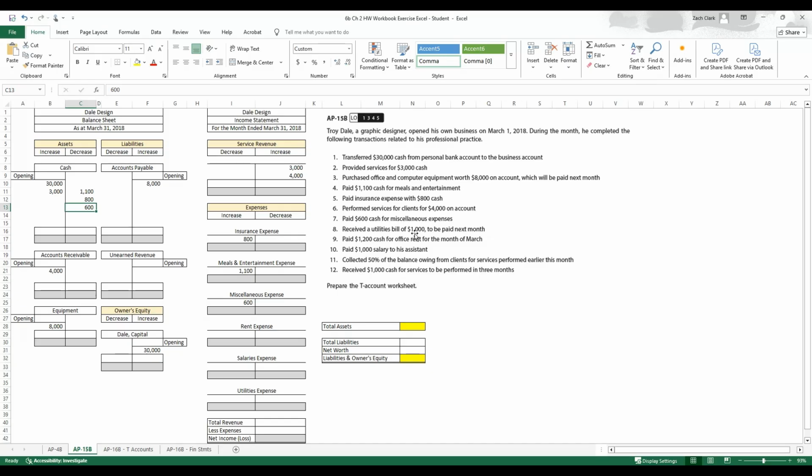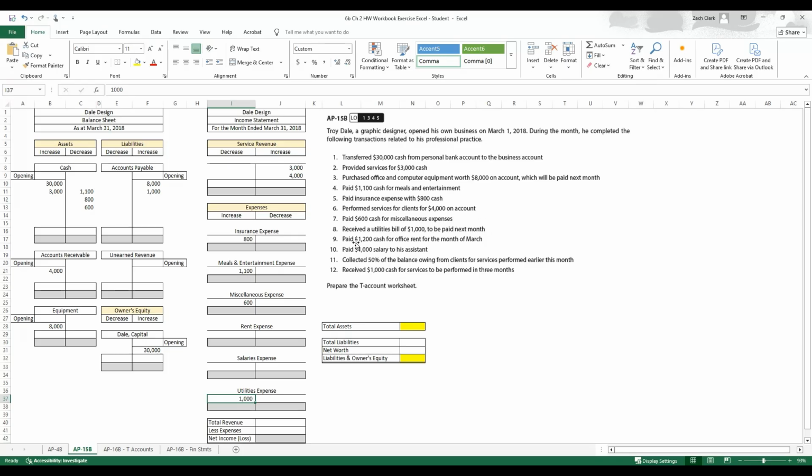Number 8, we received a utility bill of $1,000 to be paid next month. So again, we want to record our expense now. Even though we didn't pay cash, that doesn't matter. We're going to increase expenses for utilities because we use them this month in March. But we're going to pay the bill next month. So we're not going to affect cash now. We're not paying it now. But we're going to record a liability into accounts payable to reflect the fact that we're going to pay this in the future. Right? It's a payable. It's going to be paid. And it's an increase to our liability. So we owe this amount to the utility company, but we're going to record the expense this month because it related to March, the utilities that we used up.